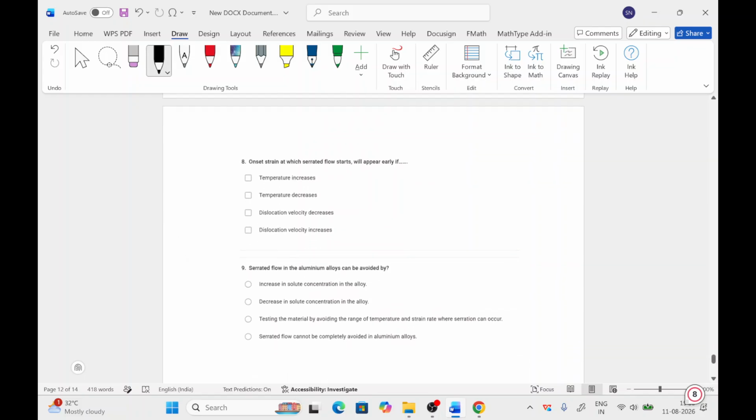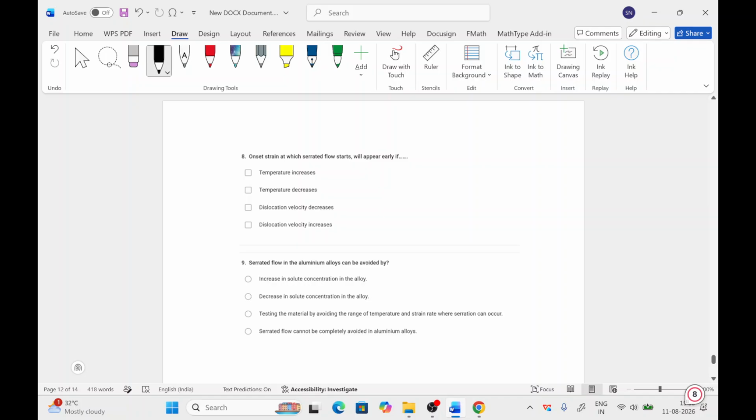Eighth question: the onset strain at which serrated flow starts will appear early. So epsilon C depends on temperature and strain rate, epsilon dot. So with increasing temperature, we can reduce the critical strain required for serrated flow. So when temperature increases, the onset of serrated flow can be achieved earlier.